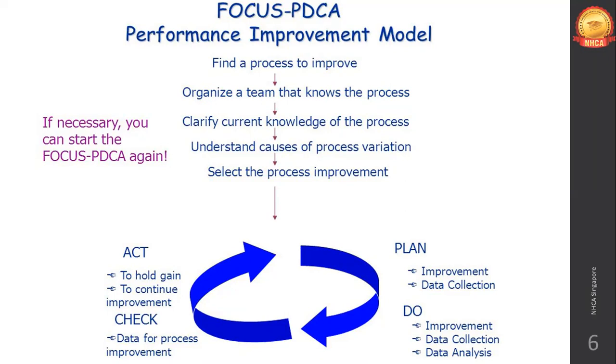So select one process improvement solution, and once you select that improvement solution, now again you will plan how will we execute it. What all things we require, what data we require to execute this solution. Then you do the solution, then you check if the solution is giving you results or not, and then you act. If it is giving you the results, make the solution into a SOP, a policy, a procedure. If the solution is not giving you results, again go back to understanding the causes of the process variation, take another solution, put it into PDCA, and it goes on and on. So this is the FOCUS PDCA model. Is it clear to all?